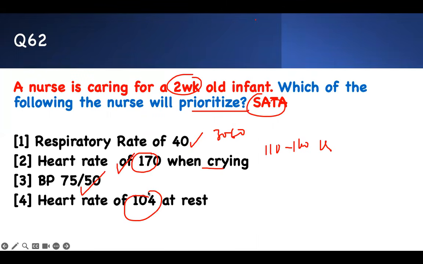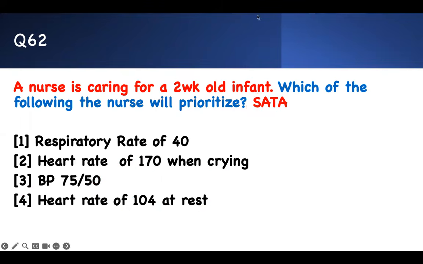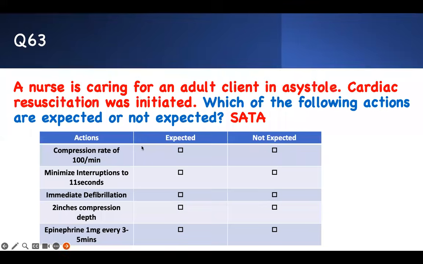Heart rate of 104, this is bad. That's bradycardia for them because 110 is the lowest for a 2-week-old. So this, I need to pay attention to. Even though it looks normal, that's wrong.